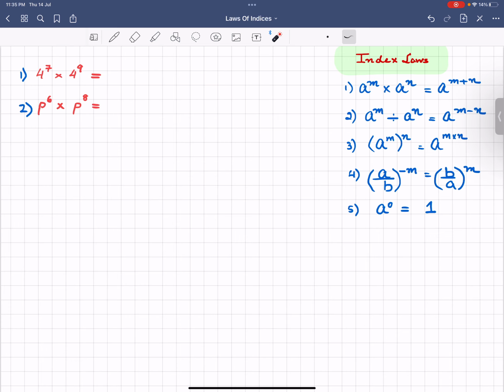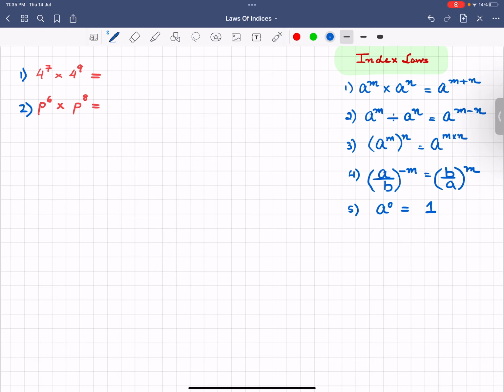We also discussed the first rule of index laws. In that, when the bases are the same and they are multiplied together, then the powers are added. So in this way we can simplify and write our answer in the form of a single index. I had also left 2 questions as homework unanswered, so let's begin by doing the 2 questions.